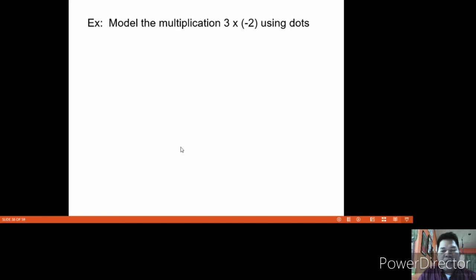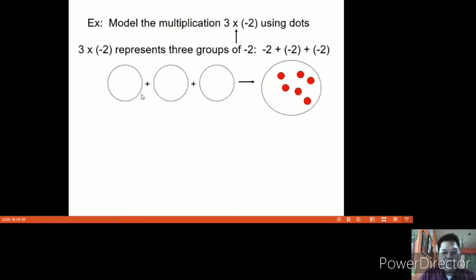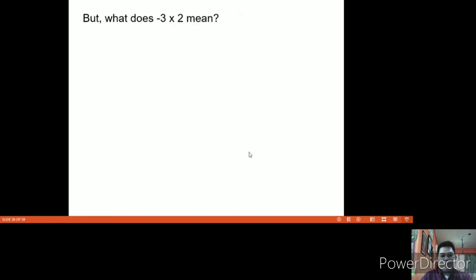Model the multiplication 3 times negative 2 using dots. 3 times negative 2 represents 3 groups of negative 2. So that is negative 2 plus negative 2 plus negative 2. Remember that our negative is represented by solid dots. Combined, negative 2 plus negative 2 plus negative 2 is equal to negative 6. We conceptually understand the repeated addition of a negative number.